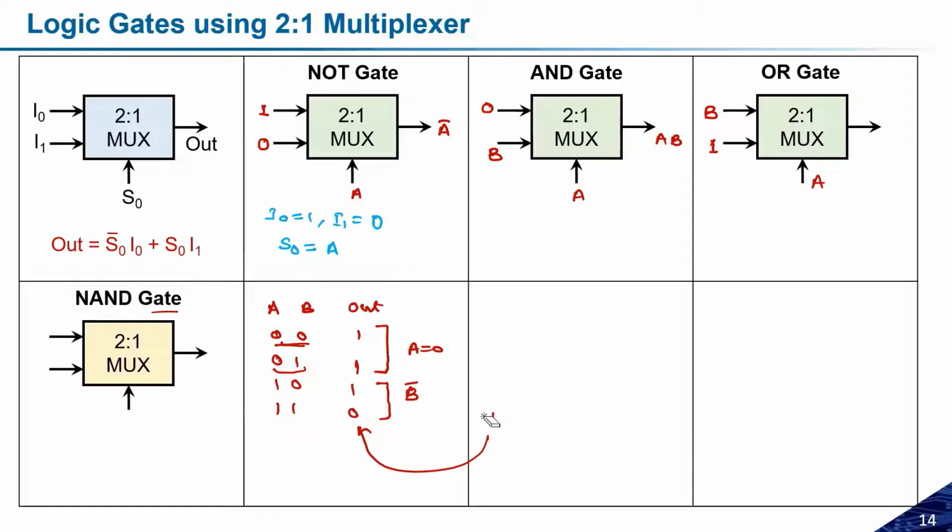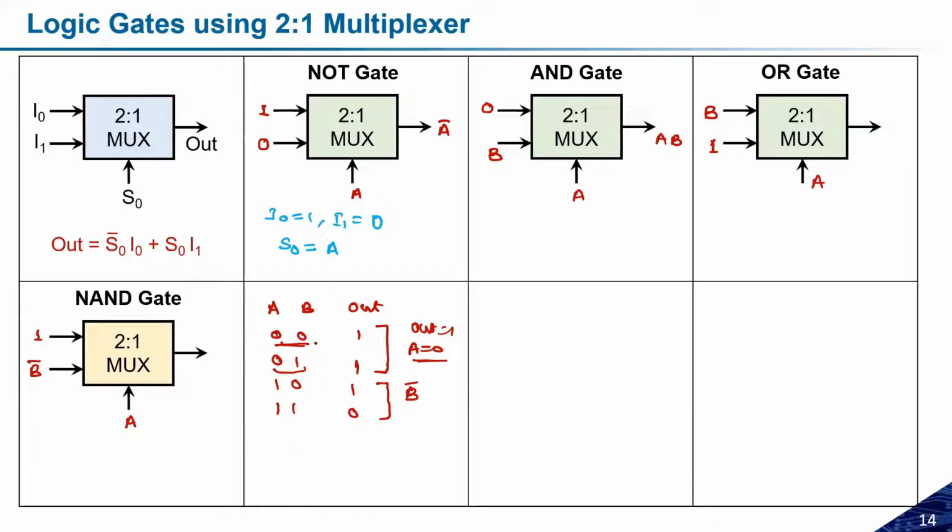If you see this expression, if A is equal to 0, then the output is equal to 1. And if A is equal to 1, the output is B bar. So simply try to connect this. Here I need to keep A. If A is equal to 0, the output is 1, so I need to take 1 over here as the output. And if A is equal to 1, the output should be B bar. So if I connect B bar and A like this, I will get this expression. The important thing is to just see the truth table and you will get the answers.